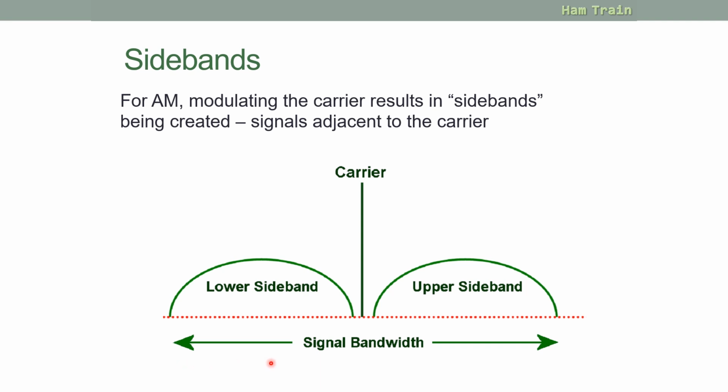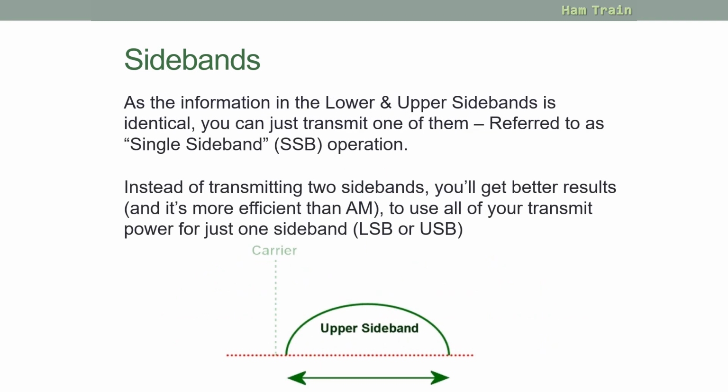When you're sending out a signal, the information in the upper and lower sidebands are the same. This actually means you can economise and just send one. You don't need to send them both. So in a mode called SSB, single sideband, you can get away with just sending either the upper or the lower. Instead of transmitting them both, you can use all your transmitter power in just sending one and not the other. So it's a very efficient way of sending your signal.